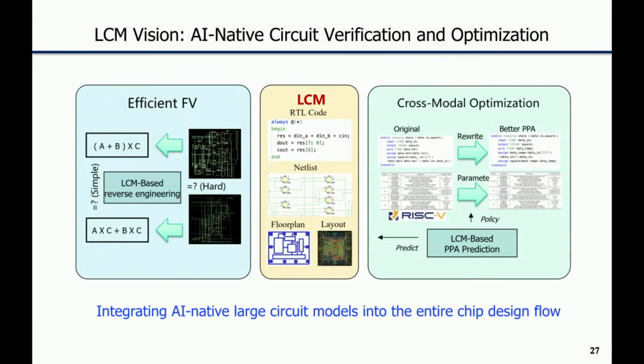On the other hand, for cross-stage optimization, right now we are working on RTL rewriting. Given a code, you can rewrite it with the same functionality, but hopefully it will generate a better PPAC after going through all these stages. Whether or not it can do so is still based on the model you have. You should have a more precise prediction, and that is still supported by the large circuit model. We want to integrate these AI-native large circuit models into the entire chip design flow.